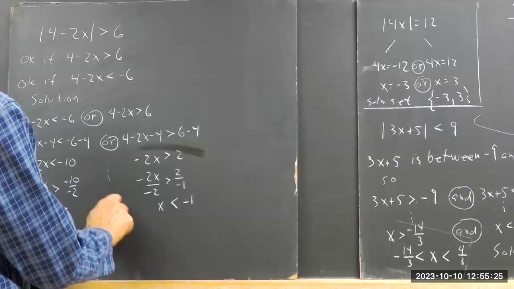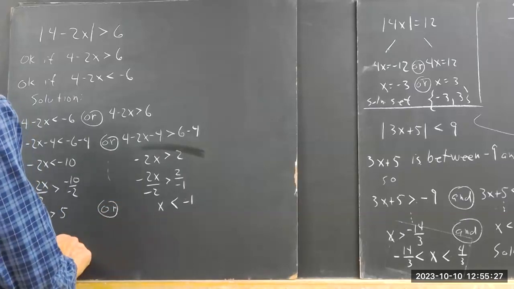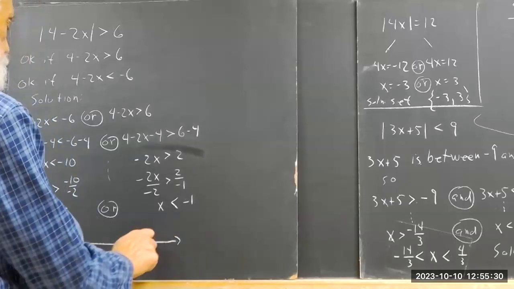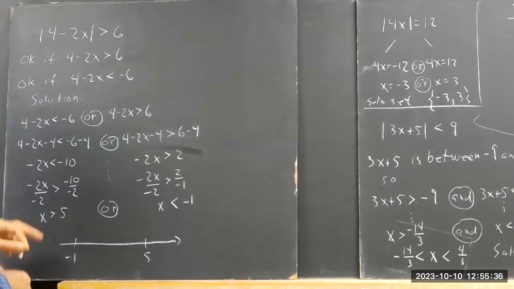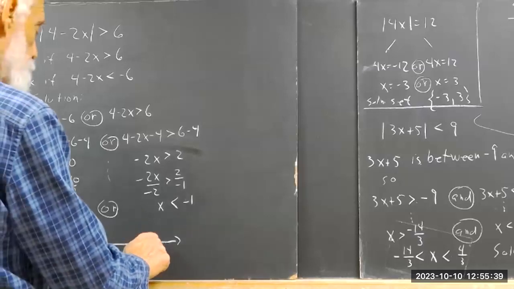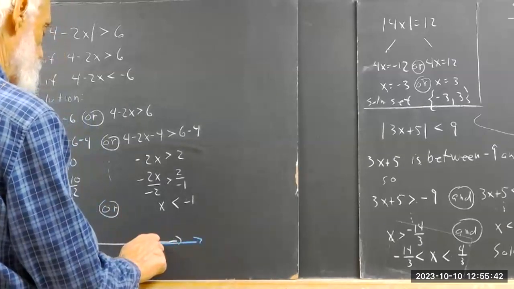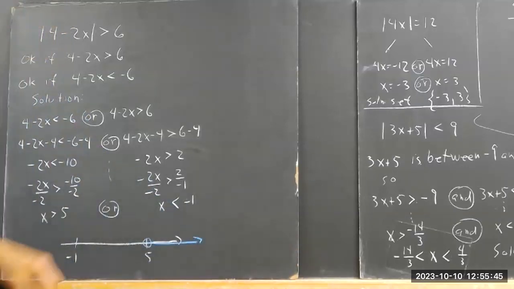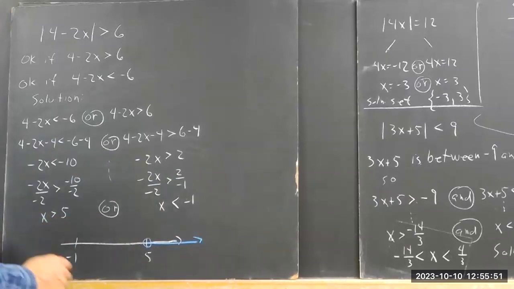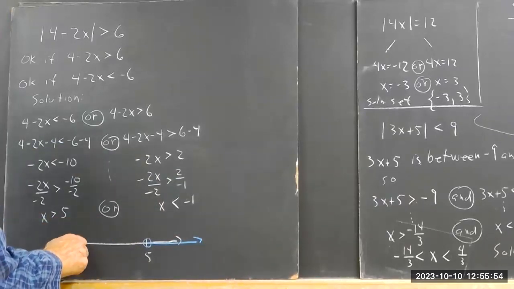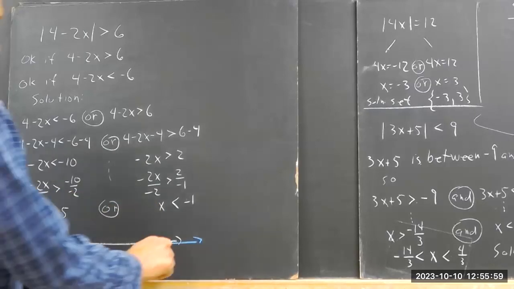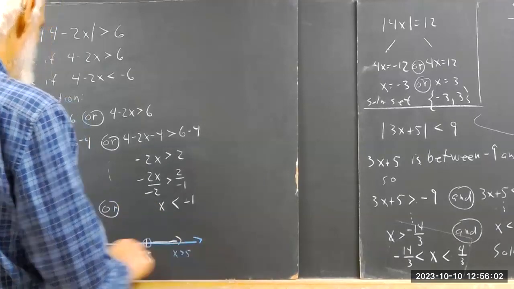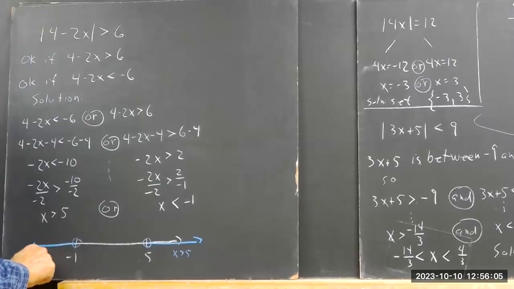It's this or this. Now, if you want to graph that, it means if you got 5 here and negative 1 here, x can be bigger than 5. Well, x bigger than 5 is this interval, all numbers bigger than 5. You put the open circle on 5 to make sure that you don't include 5. And we have this for x less than negative 1. So here's x greater than 5. Here's x less than negative 1.